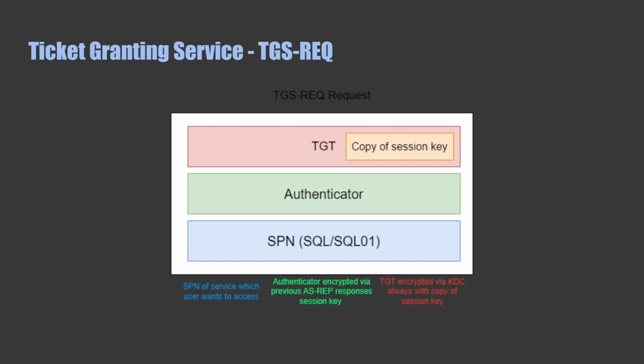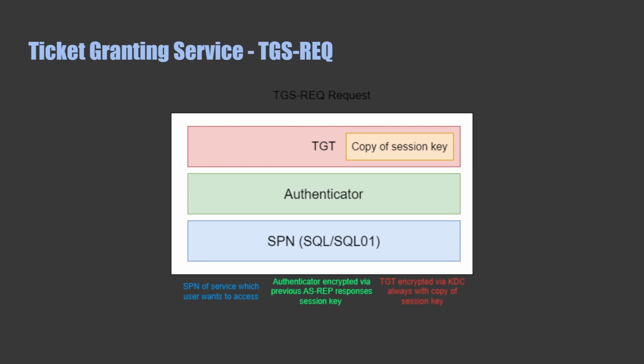Inside this request we have a few different things, which I'm going to go over now. Inside of it we have our TGT, our ticket granting ticket, which contains a copy of the session key. We also have another authenticator, which again is just a timestamp encrypted by the session key of the previous response. Now, that session key of the previous response is inside of the TGT. So the only way this can be decrypted is by the domain controller.